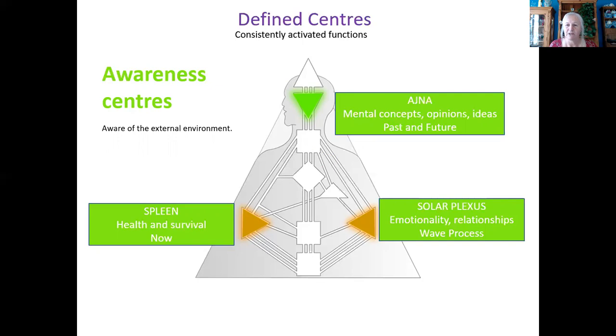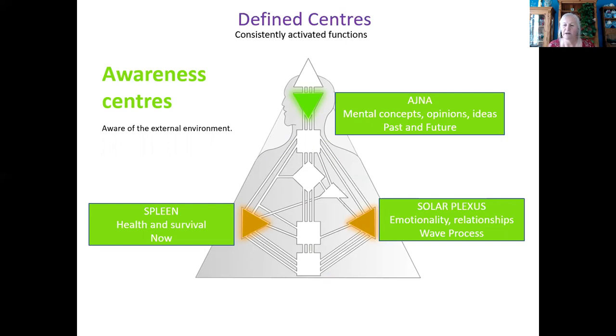And then we have the Ajna, which sits below the head center. This is an awareness across time. This is an awareness of mental concepts and opinions and ideas. If you've got this defined, that means you're able to be aware of things in the past and the future. You're able to form ideas and concepts, and you have this ability consistently within you.